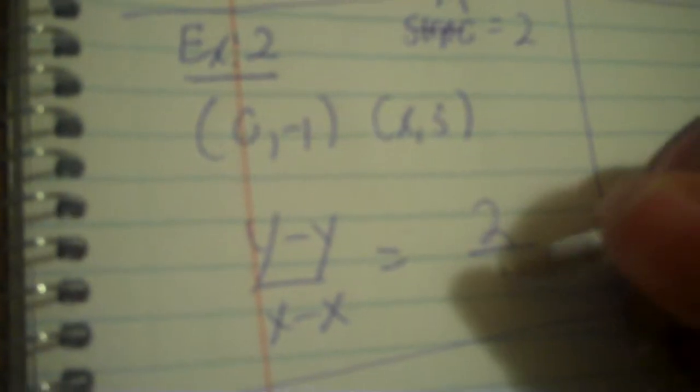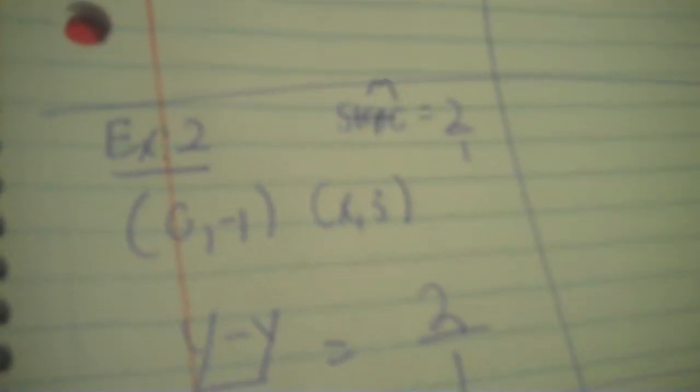Okay, next one, example 2. Zero, negative 1, x3. Slope equals 2. Remember, that means m equals 2. So you set your y minus y, x minus x equal to 2, but you want a number under the 2 so it lines up. So you place a 1 under it. You want your slope to have a number under it. You put a 1 under it.